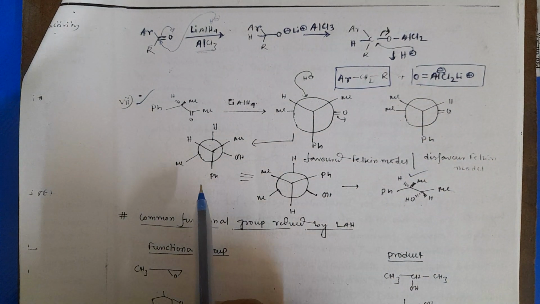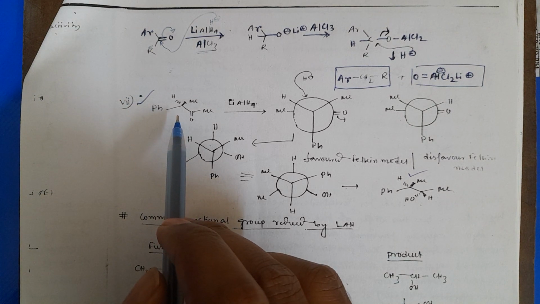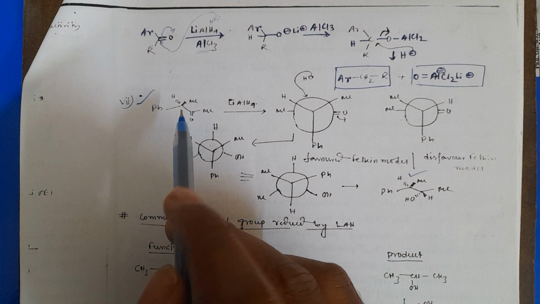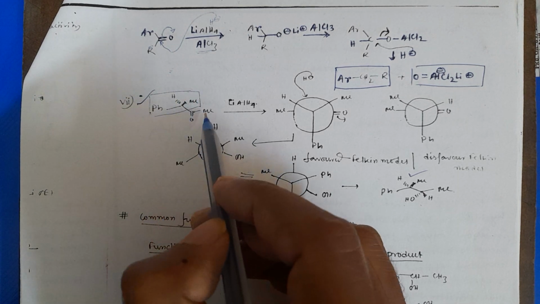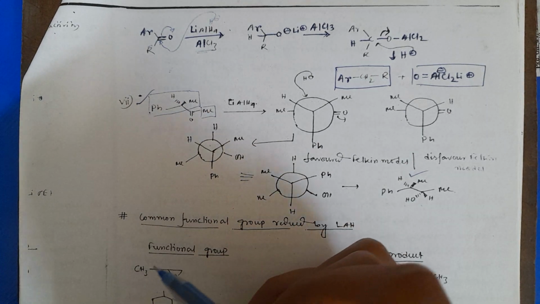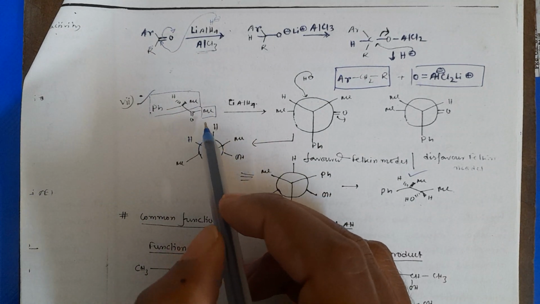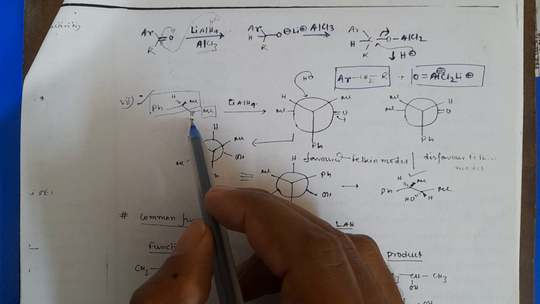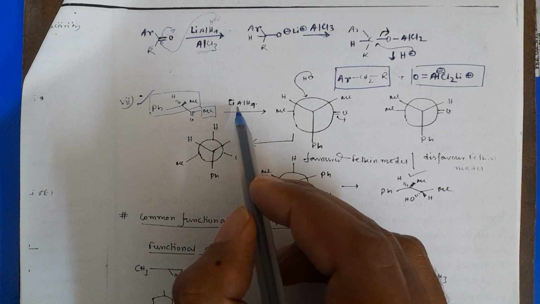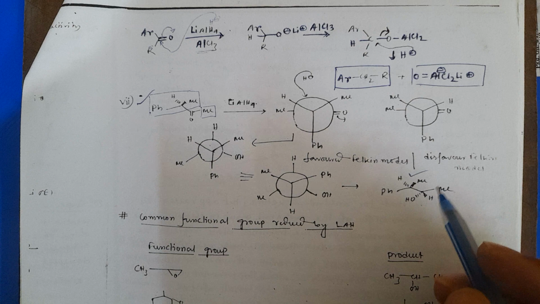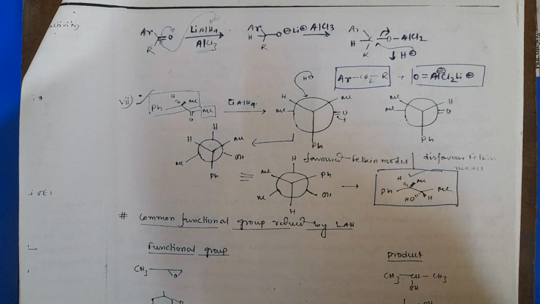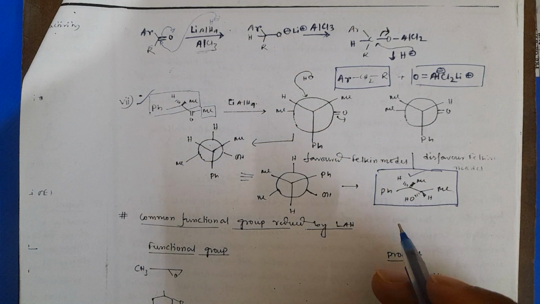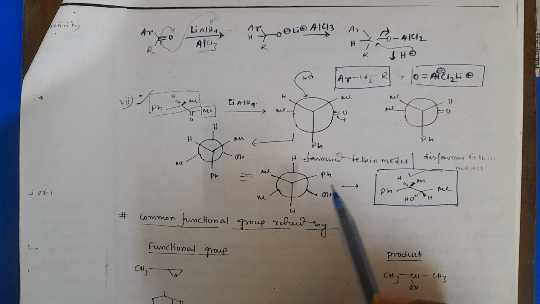So let us take some complex compound of ketone. Here you can see, this particular part you can consider as the aryl part and this is the alkyl part. Now when this ketone compound reacts with lithium aluminum hydride, it will finally give this product as the major product. Now how to find out the mechanism over here?